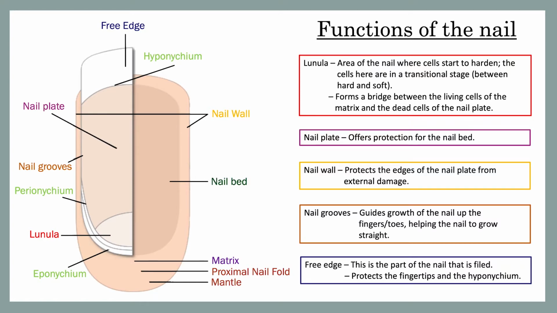The lunula is an area of the nail where the cells start to harden. The cells here are in a transitional stage between hard and soft. These form a bridge between the living cells of the matrix and the dead cells of the nail plate. The nail plate offers protection for the nail bed. The nail wall protects the edges of the nail plate from external damage.